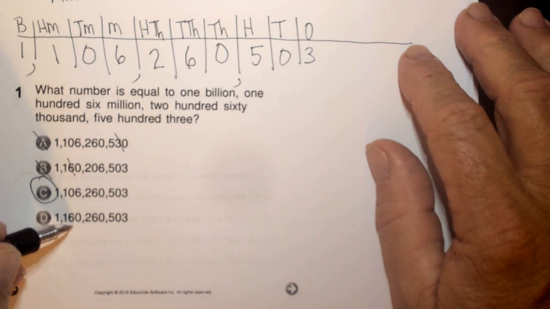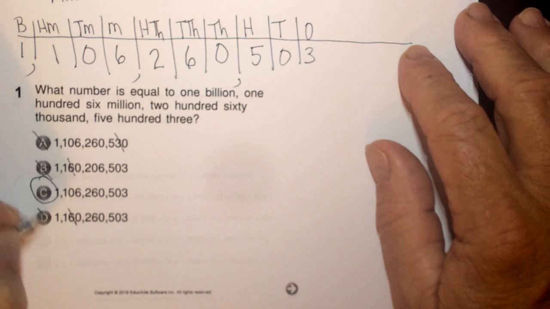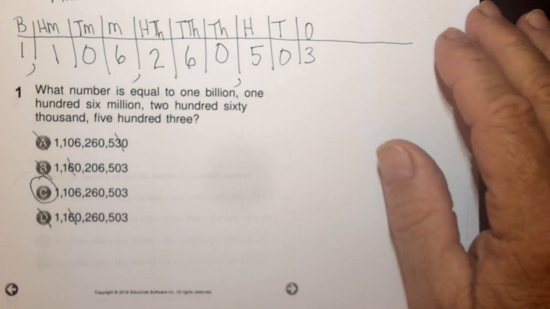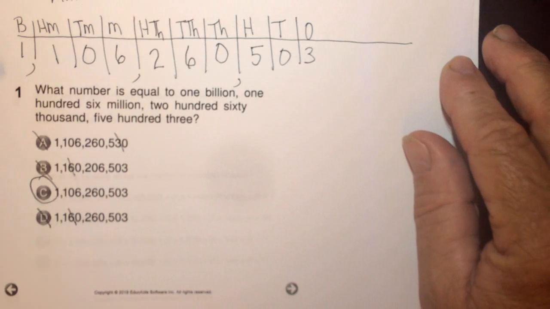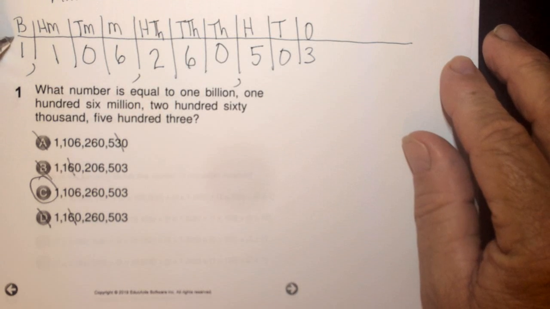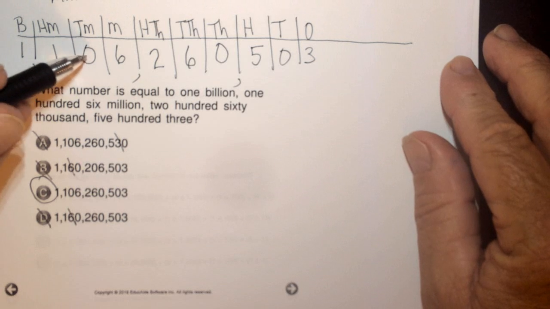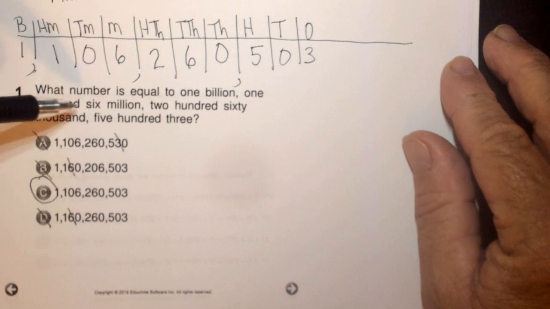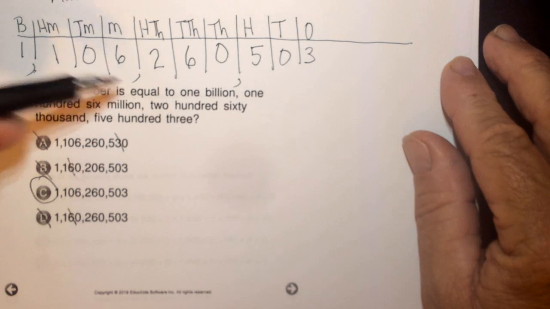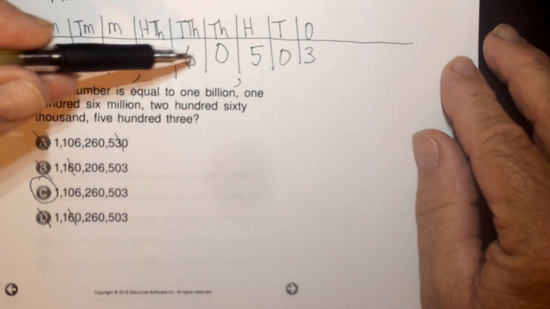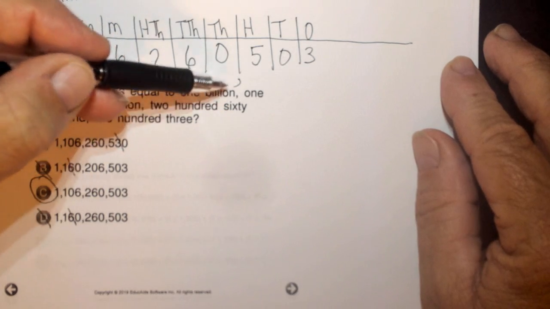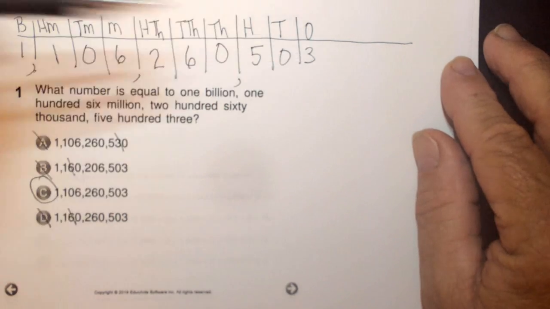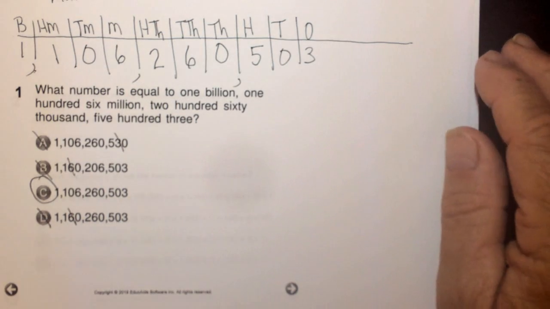Let's see what's wrong here. Again, we have the 6 in the wrong place. So by using my place value chart and just putting the words in where they go, 1 billion is the comma. That means the one's right in front of the comma. 106 million. The million is the comma. 260,000. The thousand is the comma. 503. Everything works out.